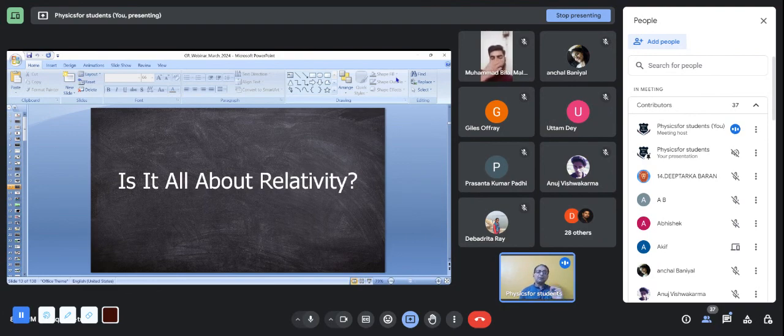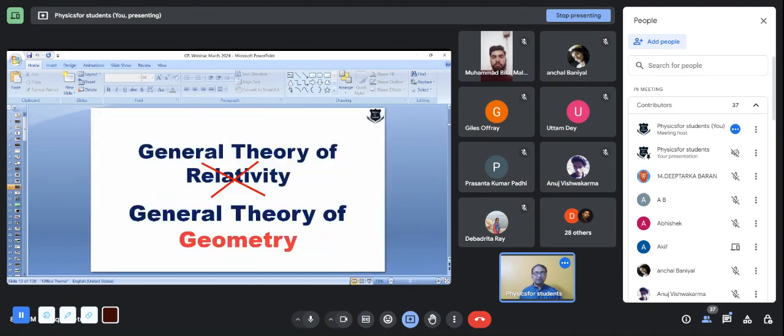It is not much about what we call relativity. I mean to say, a relativistic thing. It is not. Let me tell you what I mean by that. This is my term: it should be called more a general theory of geometry. Now, why am I telling you this? Let me explain that.